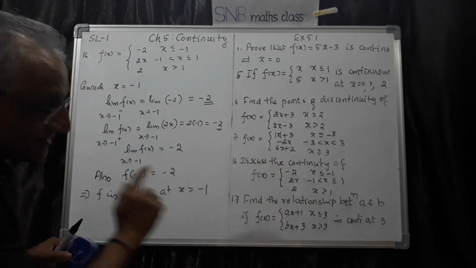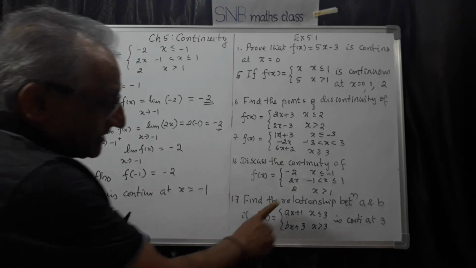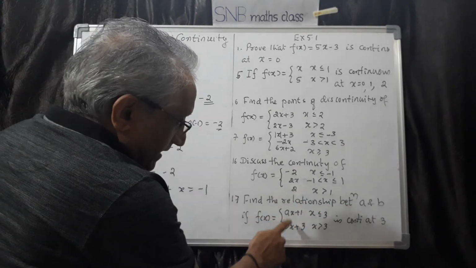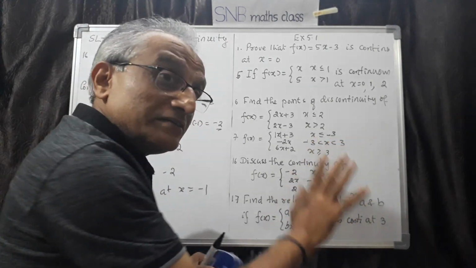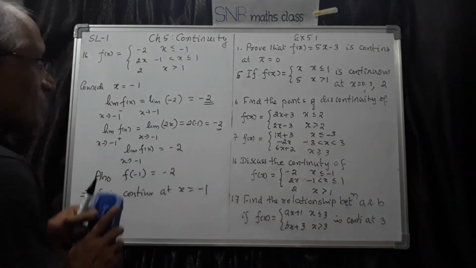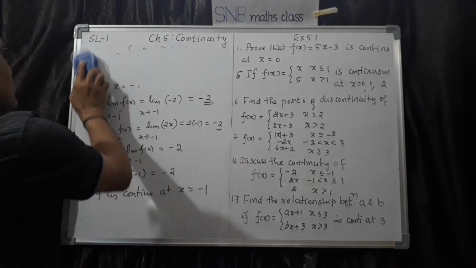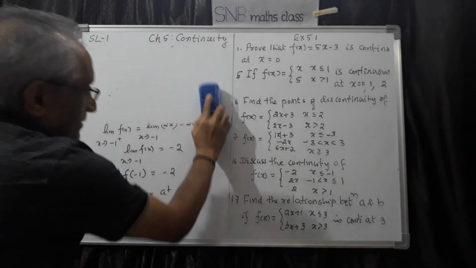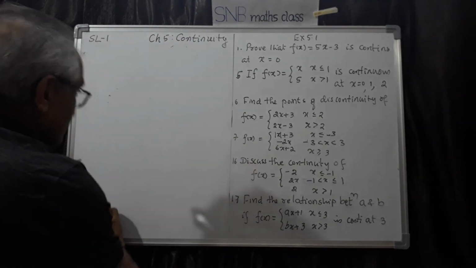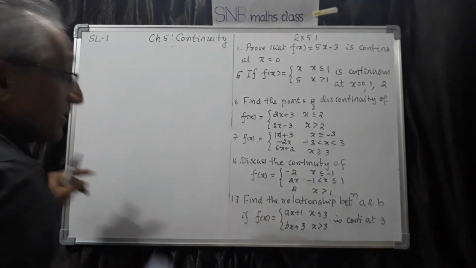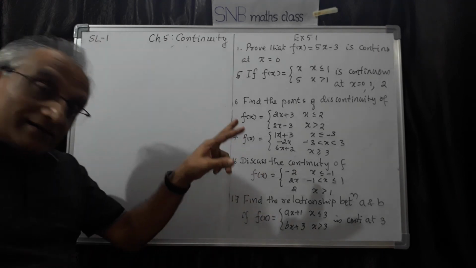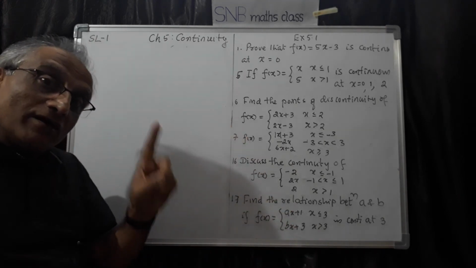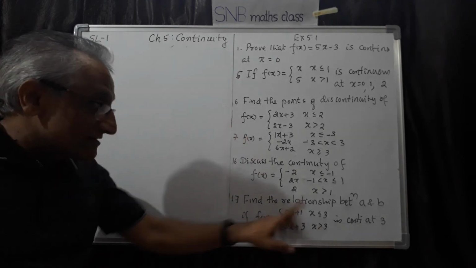See, the last question you have to understand. Find the relationship between these two constants, a and b. What is given is that the function is continuous. The question is, the function given is continuous, there is no doubt. If that is the case, what is the value of a and b? For what relationship between a and b? It is not a specific value of a and b. What relationship between a and b makes this continuous?